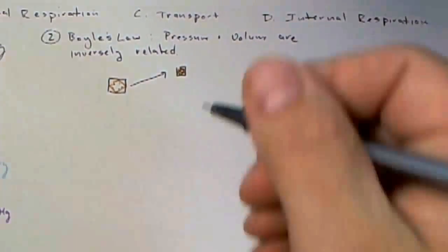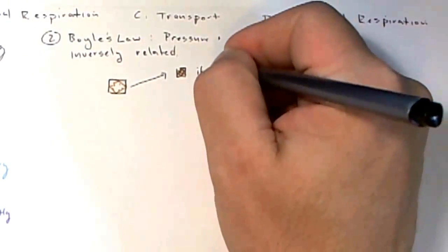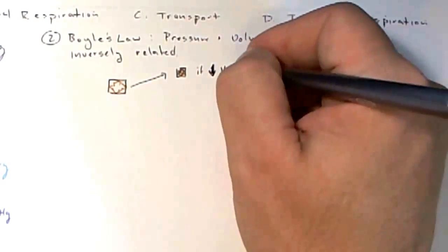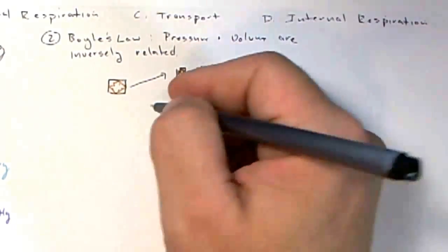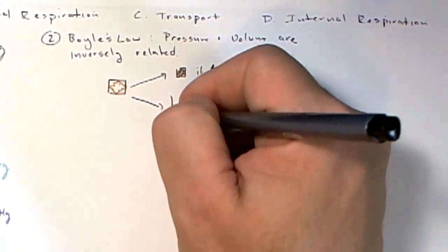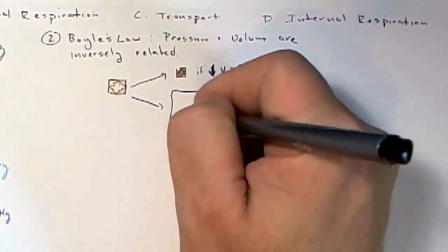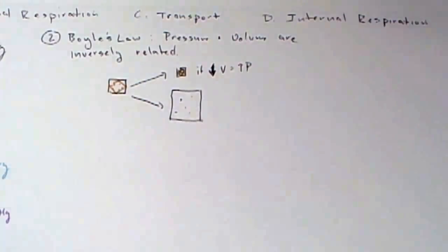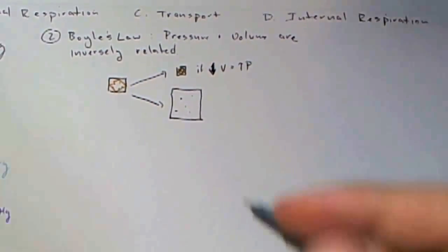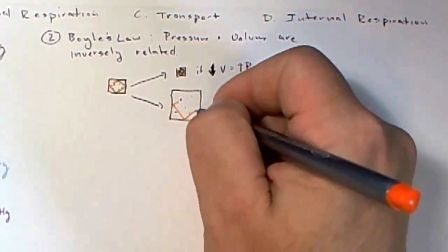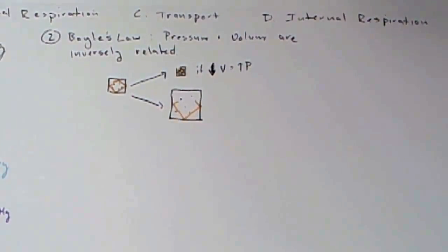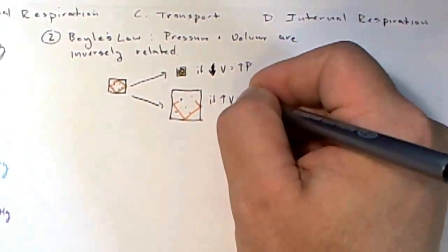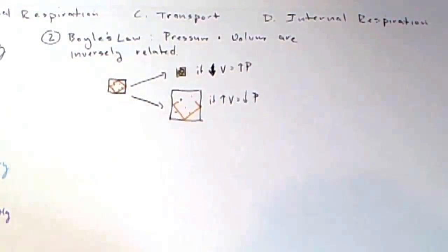The way we can express that kind of simply is if we decrease volume, we increase pressure. Alternatively, if we make the box much bigger, well, now these molecules are not going to hit the wall as often. So if we increase volume, we decrease pressure.